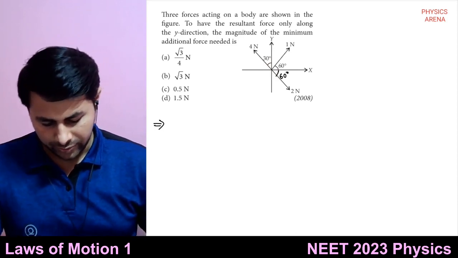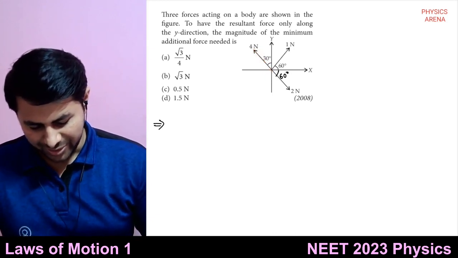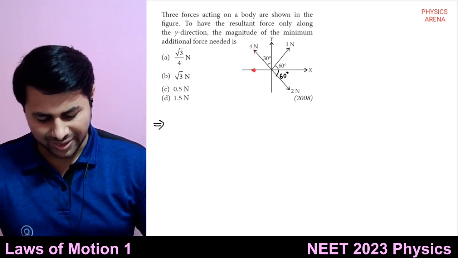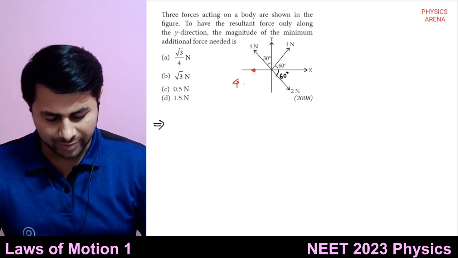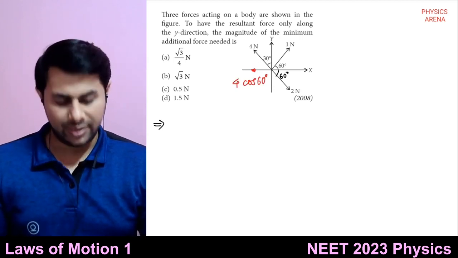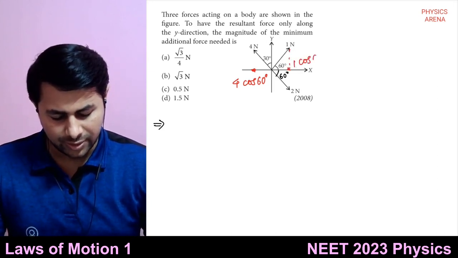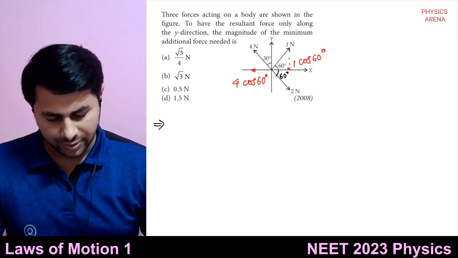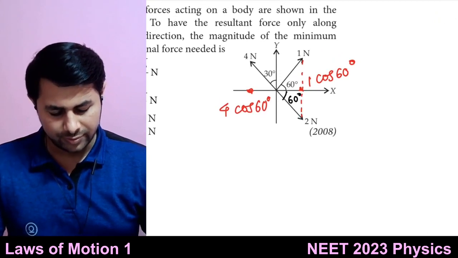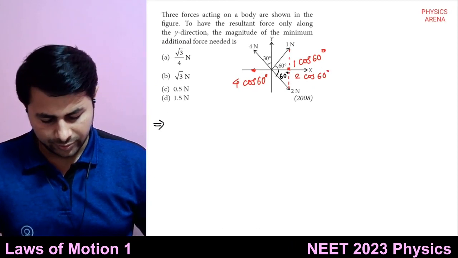So now, what is force due to this 4 Newton? Okay, the component of force in x direction. How much is that? It is 4 multiplied by cos of 60, and it is acting towards left. So we'll take it as negative. Due to this 1 Newton, it is 1 cos of 60 degree. Okay, and due to this 2 Newton, can you see this? Due to this 2 Newton, 2 cos 60 degrees.